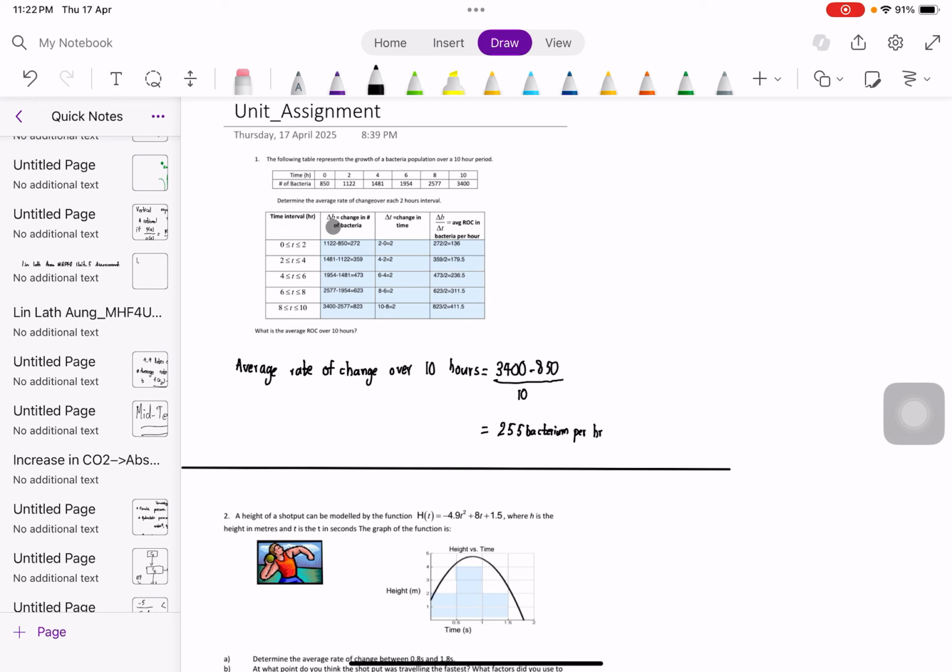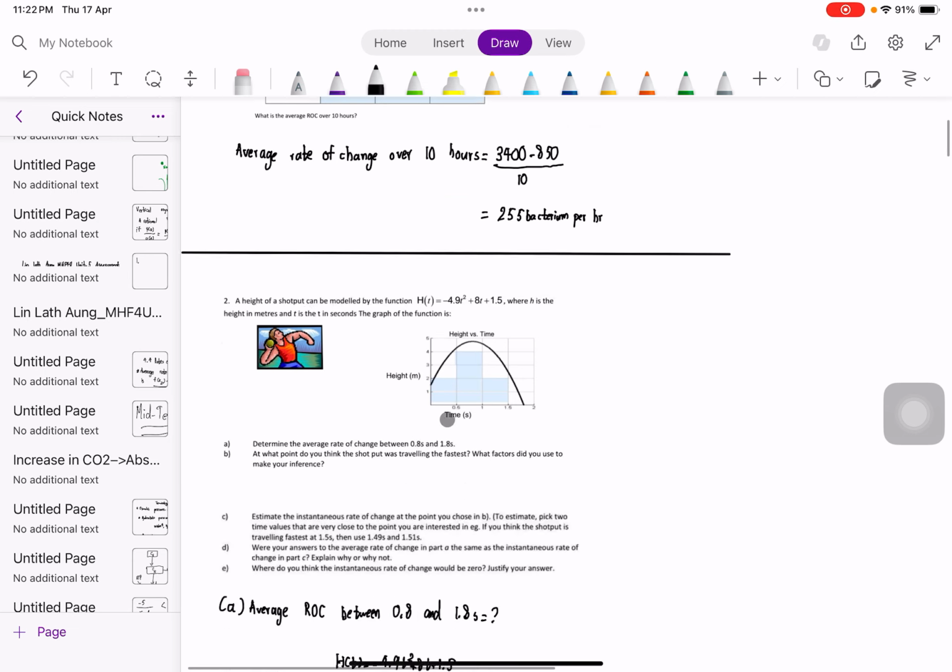So let's get started. First of all, we have this question here. This basically asks for delta B, the change in bacteria. You just have to subtract the previous value from the successive one, and we get the value. For delta T, the interval is given. To get the average ROC, you divide delta B by delta T and you get the value here. Here we have the average rate of change over 10 hours. So we subtract this value from this value, divide by 10, and we get 255 bacteria per hour.